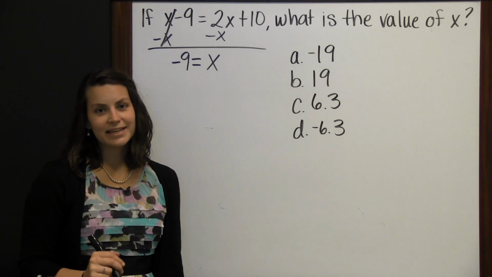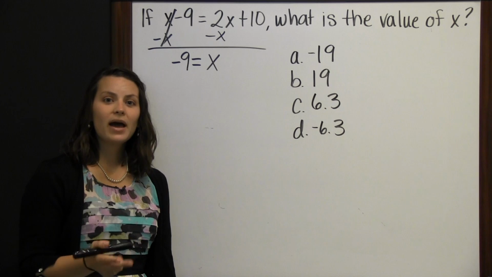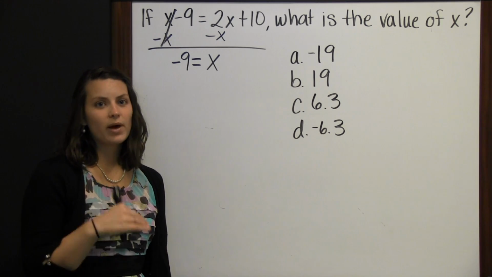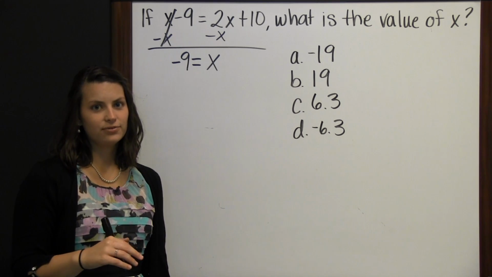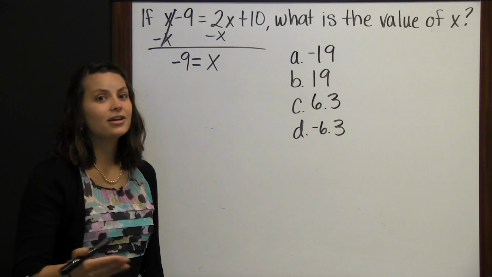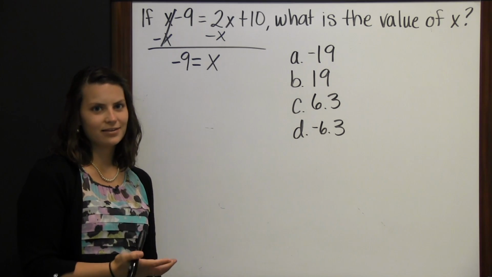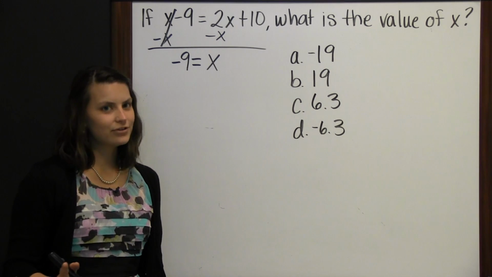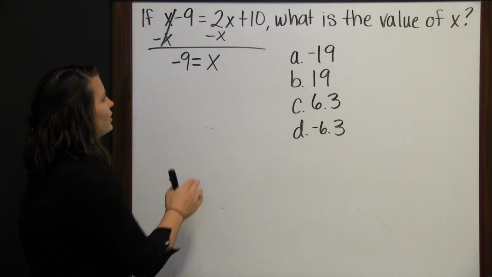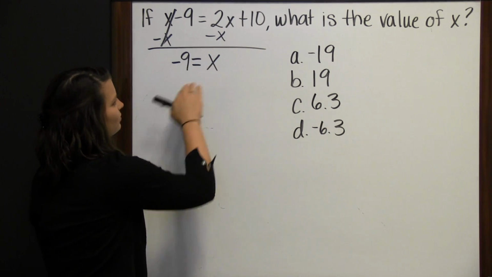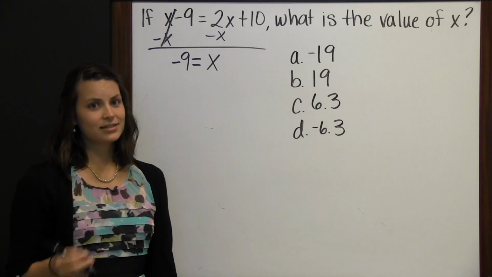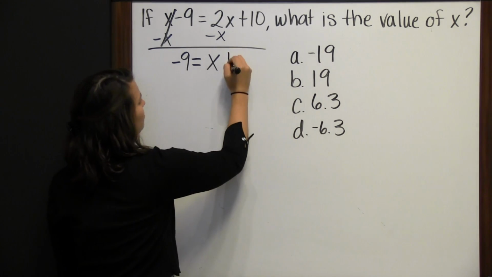I always like to relate things to money. So if you had $2 and I took away $1 from you, then you would still have $1 left. That dollar wouldn't magically turn into something else. It's still $1. So 2x minus x, we still have an x left, plus 10.